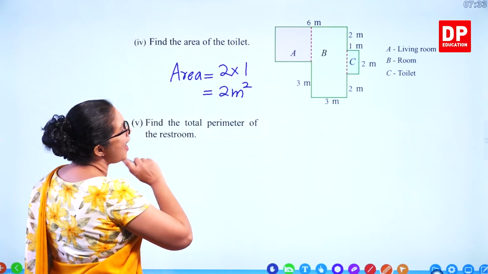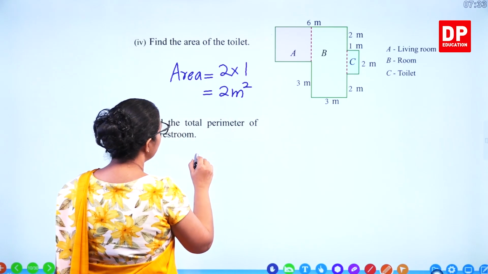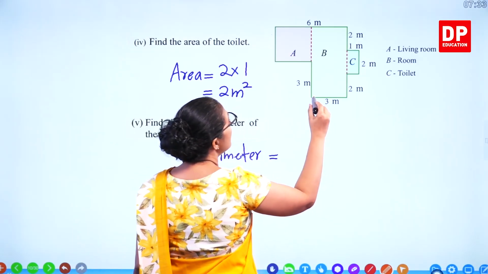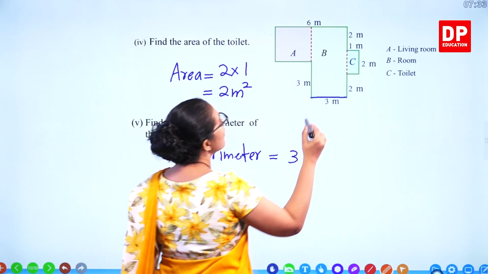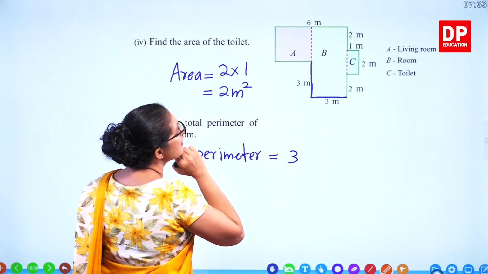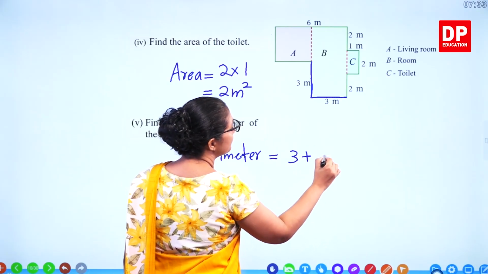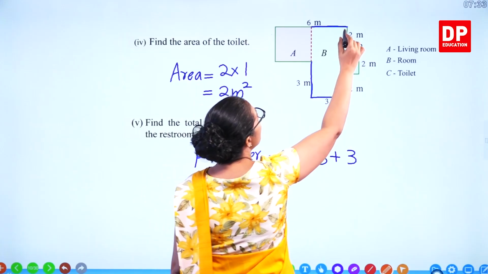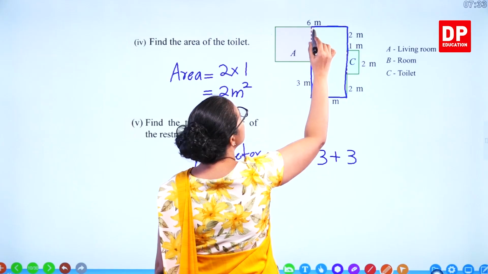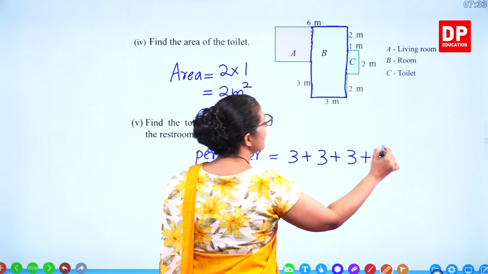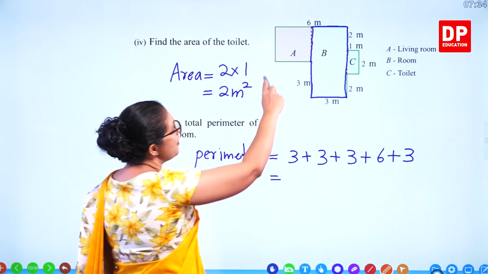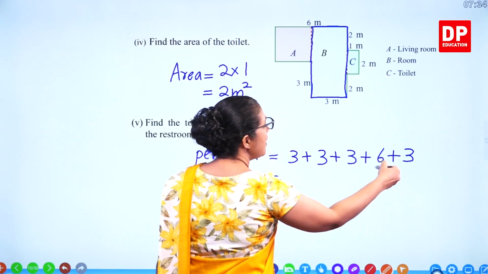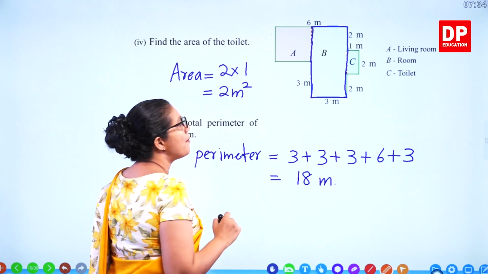Here we have to consider restroom as the living room. So what's the perimeter? So perimeter is equal to, here you get 3. Here you get 3. Then this is also 3. And this length is 6. And this is also 3. So perimeter of the living room means total outer length. So 3 plus 3, 6, 6 plus 3, 9 and 9 again. So 18. 18 meters is the perimeter of the living room.